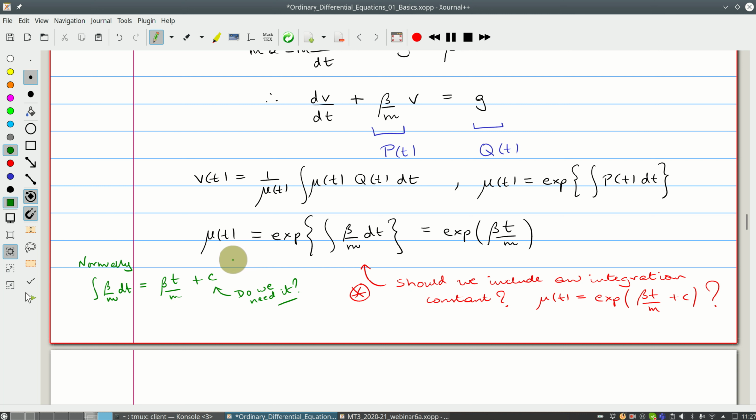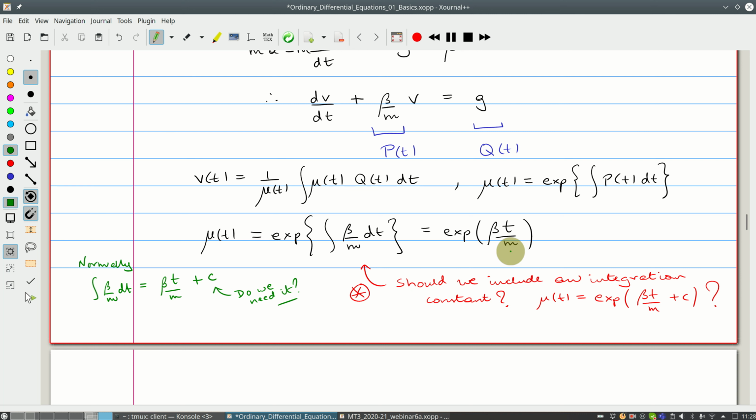Think about that. The answer is we don't need it. But I'd like you to understand why we don't need it. So actually put that c in there and see what happens to mu. Does it really change, or are we simply scaling it? I hope you can guess what the answer is.